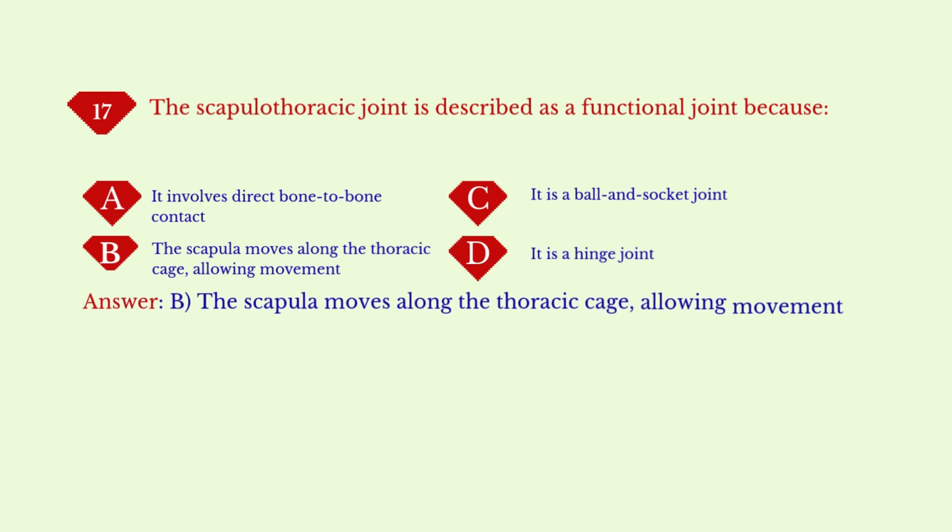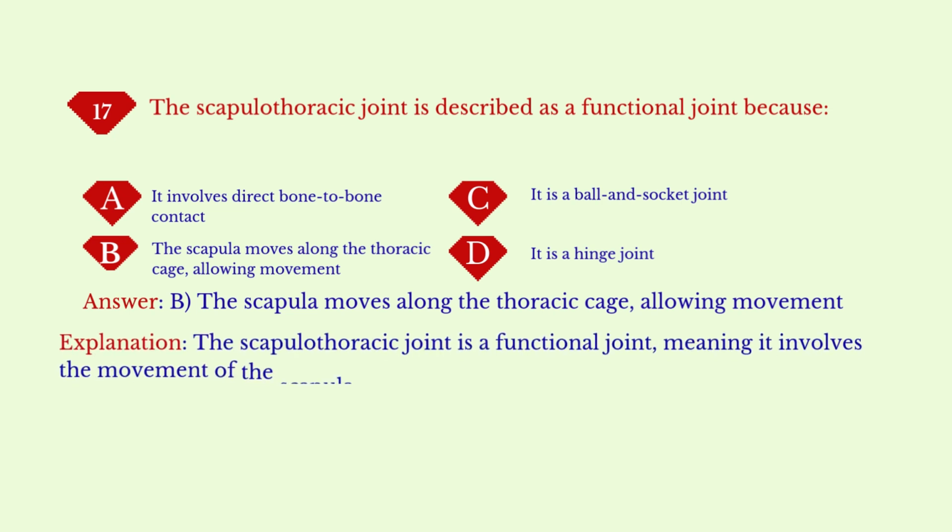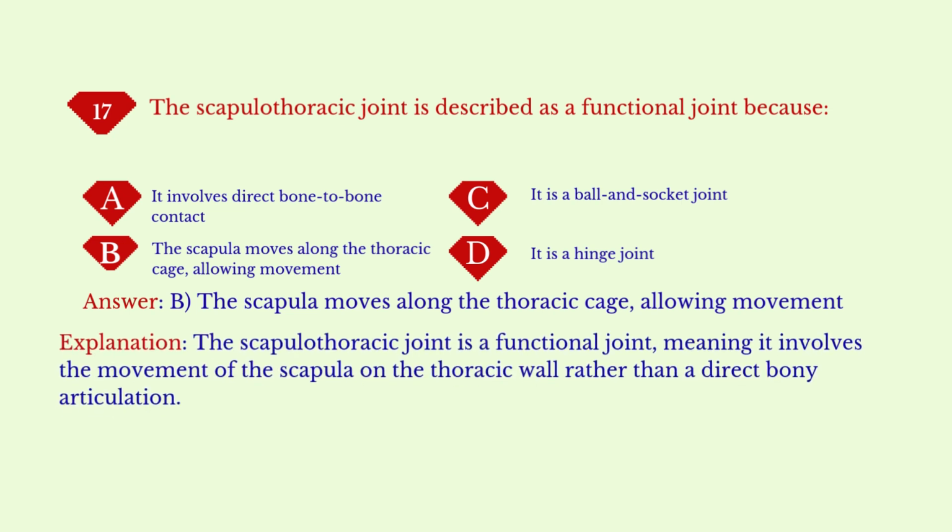Answer: B. The scapula moves along the thoracic cage, allowing movement. Explanation: the scapulothoracic joint is a functional joint, meaning it doesn't have a direct bony articulation but instead involves the movement of the scapula on the thoracic wall, contributing to shoulder mobility.